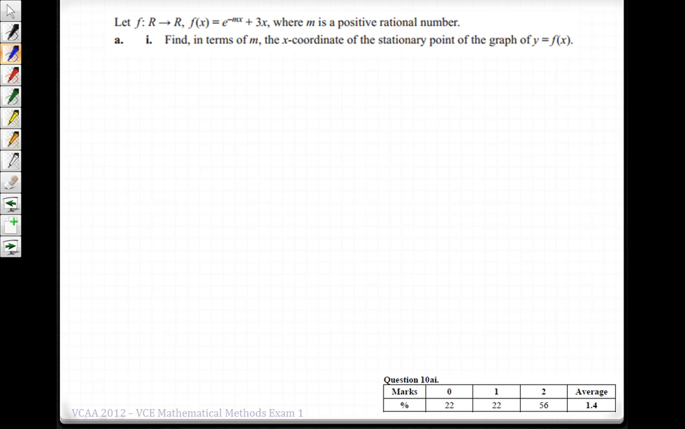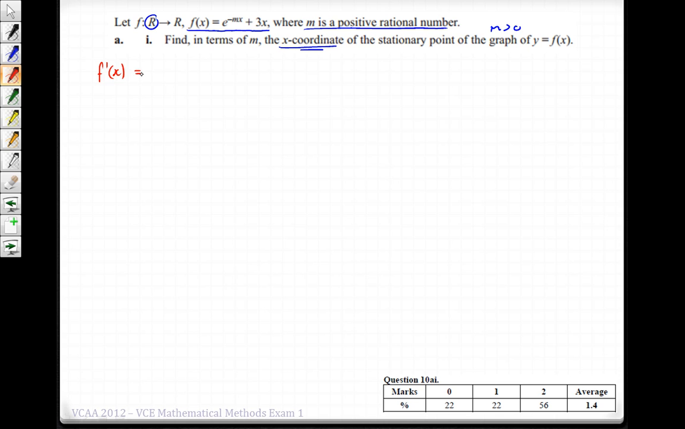So it says let f be a function that maps from R to R, so it just covers all of the reals, and the rule being f of x equals e to the negative mx plus 3x, where m is a positive rational number. So we've got m greater than 0. So find in terms of m the x coordinate of the stationary point of the graph y equals f of x. So if we want to find a stationary point, I'd be thinking we want to find out what the derivative is, f dash x.